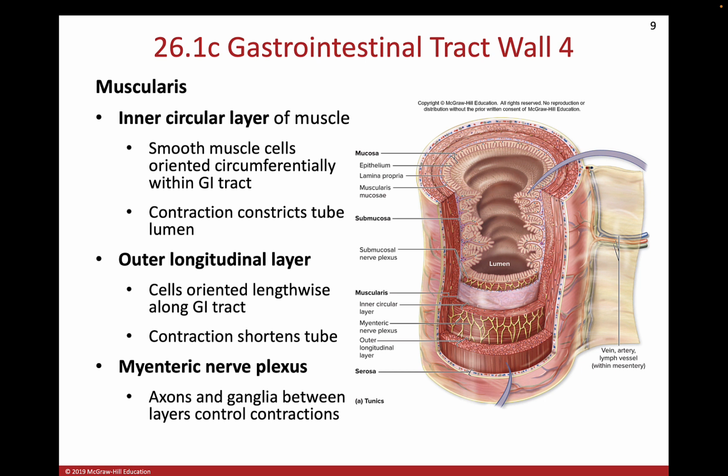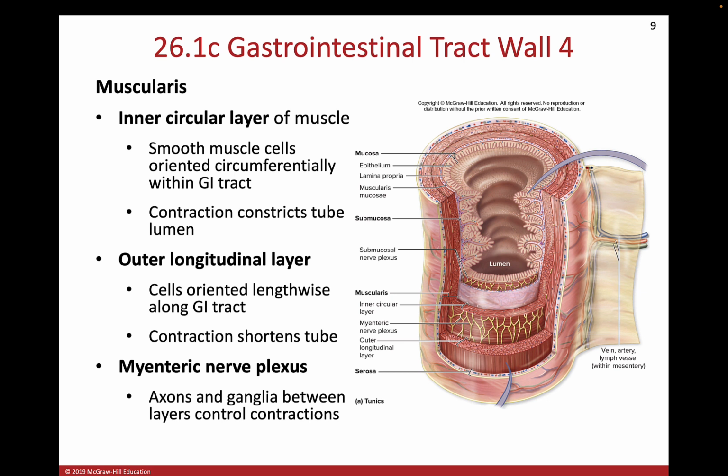The third layer is the muscularis, and generally it's going to be made up of two layers of smooth muscle. There is an inner circular layer, and these are smooth muscle cells that are oriented circumferentially within the GI tract, and their contraction will actually be constricting the lumen of the tube. The outer longitudinal layer, so now these muscle cells are oriented lengthwise along the GI tract, and the contraction of this layer will shorten the tube.